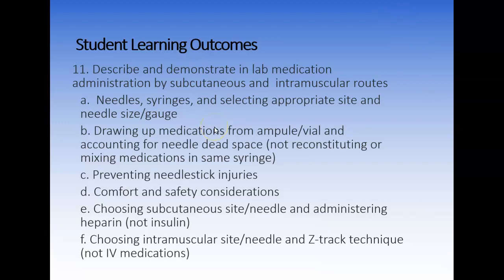So we're going to look at needles, syringes, gauges, sizes, drawing up medications in ampules versus vials, accounting for needle dead space, mixing syringes or mixing medications in syringes, how we prevent needle stick injuries, common safety considerations that are accepted around needle safety, choosing sites that are appropriate for subcutaneous administration and administering heparin, and also choosing IM sites with the Z-track technique.